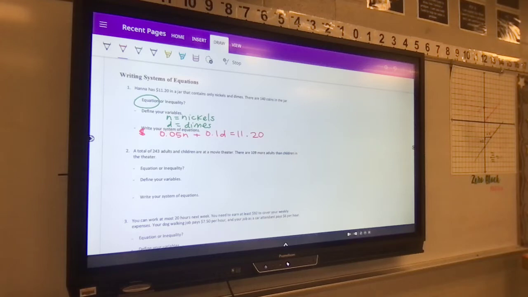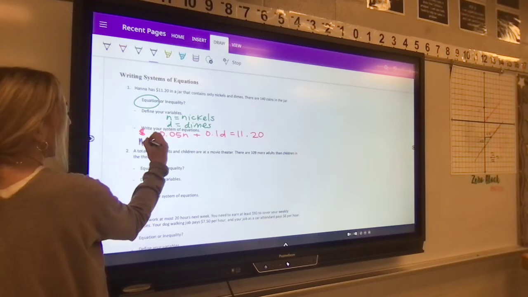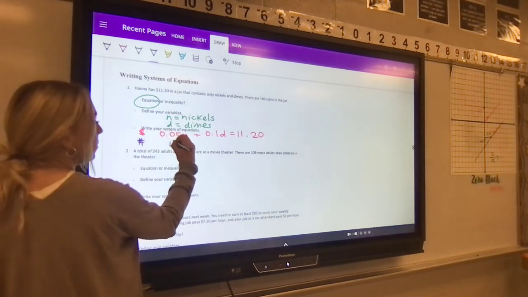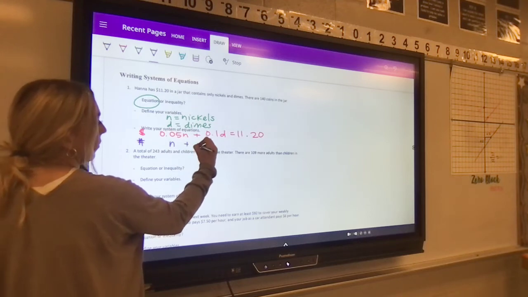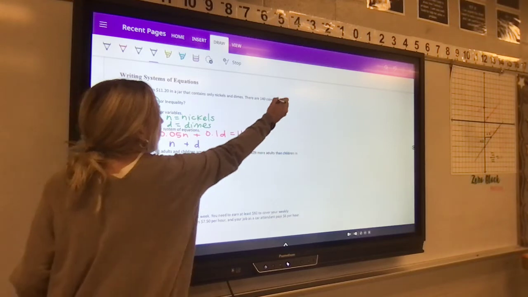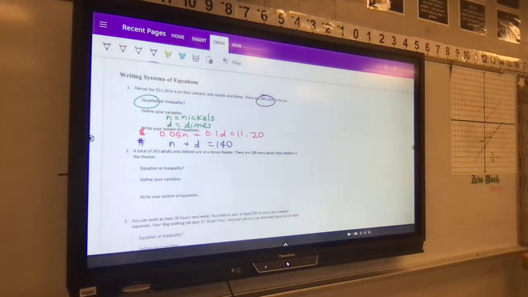So then our next equation is going to be about the quantity, or the number. Okay, so all we know is that there's a number of nickels, we don't know how many, plus a number of dimes, we don't know how many, but we know that they add up to be 140. So this would be my system of equations. My first one's about the money, my second one was just about the amount. So here we're just practicing setting them up. When we move to page 8, we're going to practice setting them up and solving them.